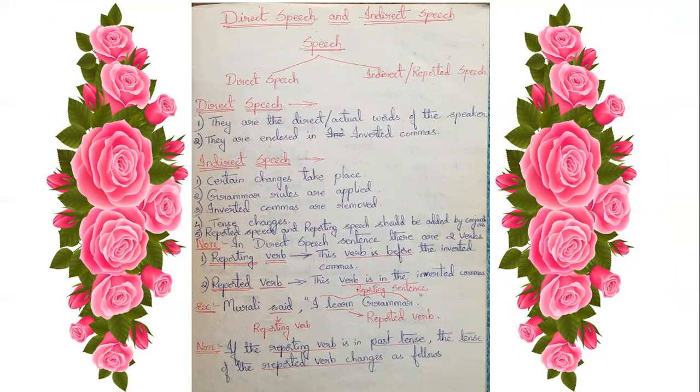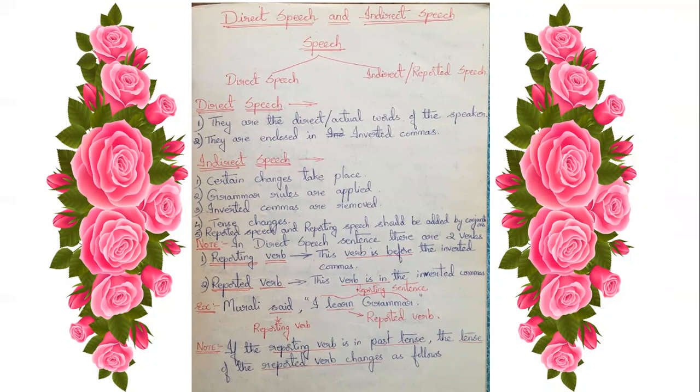Whatever we speak, the speech is divided into direct and indirect speech. The indirect speech is also known as reported speech. Let us see what is there in the direct. They are the direct or the actual words of the speaker. They are enclosed in inverted commas.